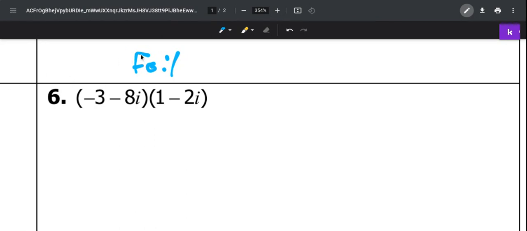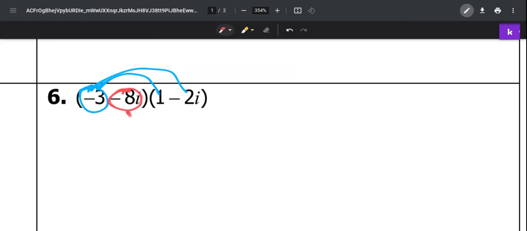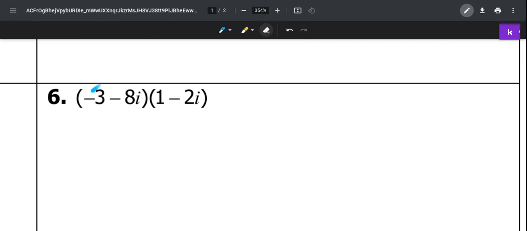FOIL means first, outer, inner, last. Essentially, here's what we're going to do. We are going to distribute the -3 to two places, the 1 and the -2. Then we're going to distribute the -8i to both places as well. So that's how it ends up looking. Some of us have struggled with this, so that's how it looks. Now, when we take -3 times 1, that's -3. -3 times -2i would be -6, and actually it would be plus 6i.